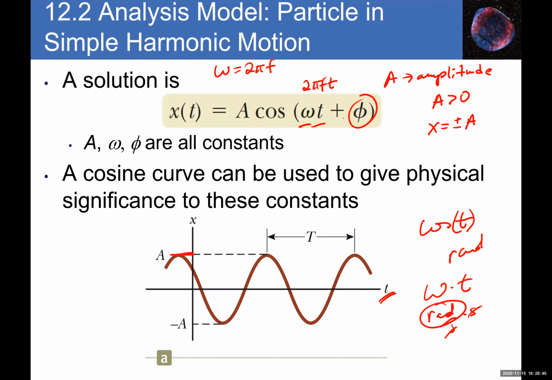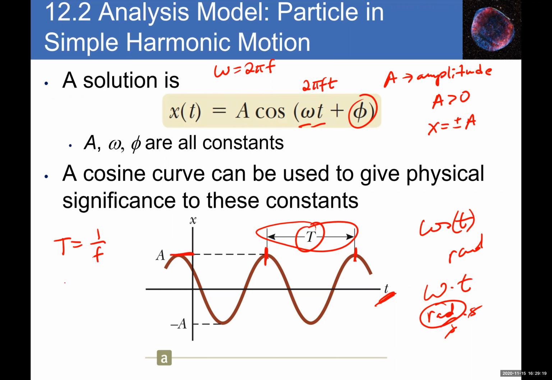And then the cosine curve can be used to give physical significance to this constant. That means, for example, if it's a function of time, if you're going from one plus A to another plus A, that is the time it takes for the system to complete one cycle. Remember the T is period, right? And that means, this is in terms of the period. Remember, period is the time it takes to complete one cycle. Period is also the reciprocal of frequency, 1 over f.